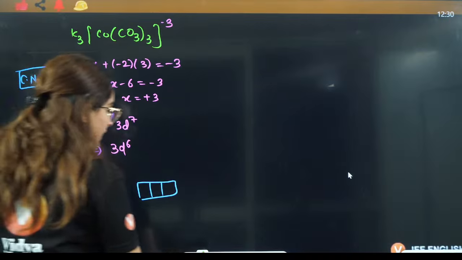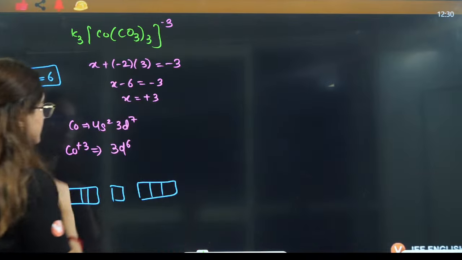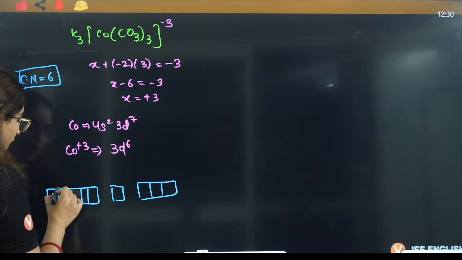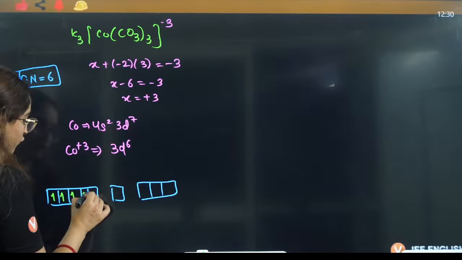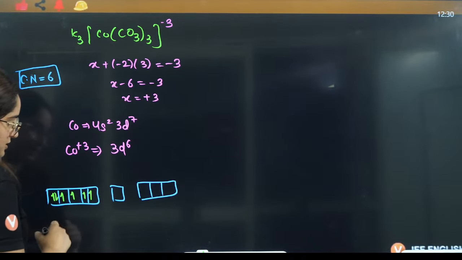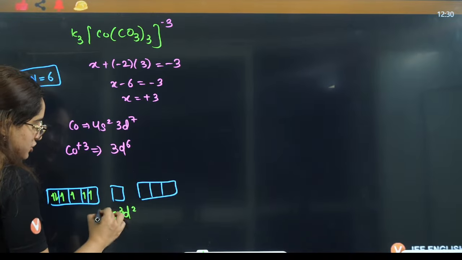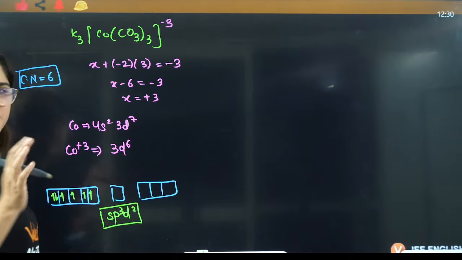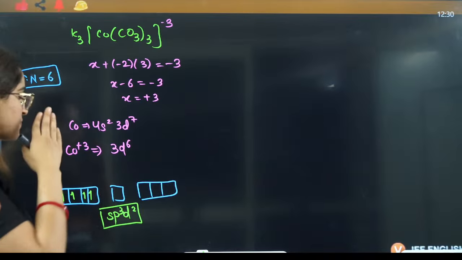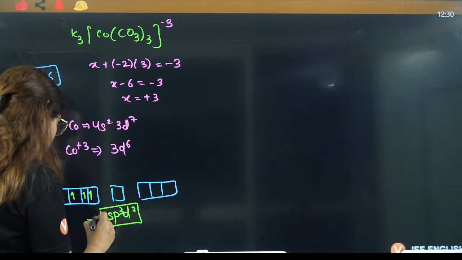Will there be any pairing or not? There are 6 unpaired electrons: 1, 2, 3, 4, 5, 6. So it will have sp3d2 hybridization, because carbonato is not a strong field ligand that it will cause pairing. It will have sp3d2, right?